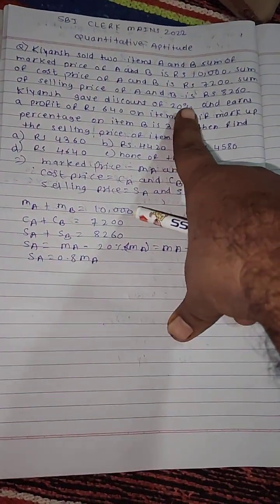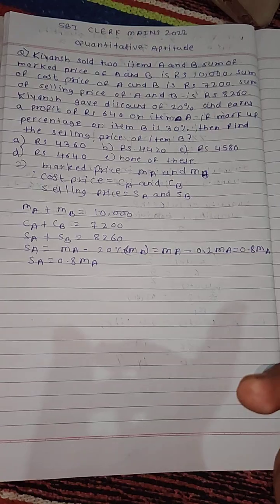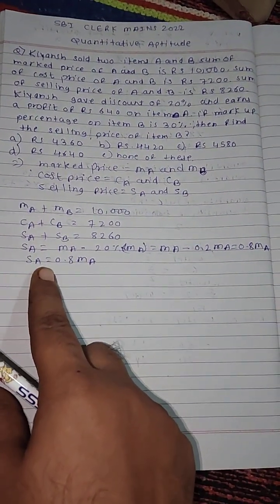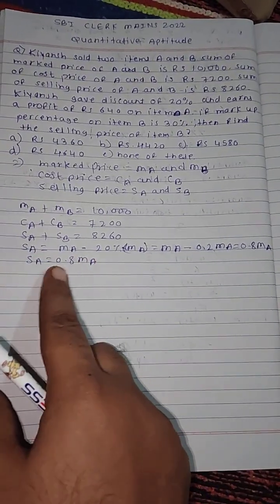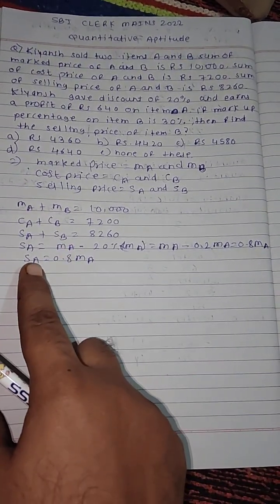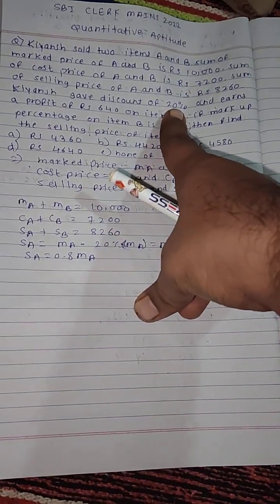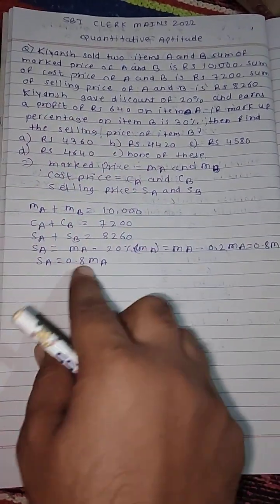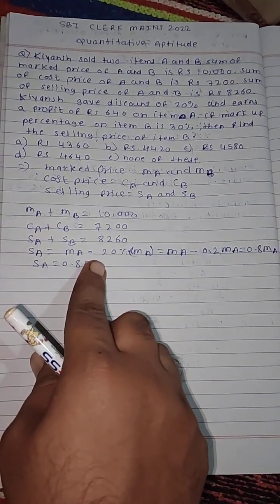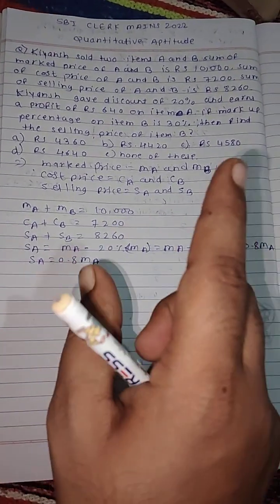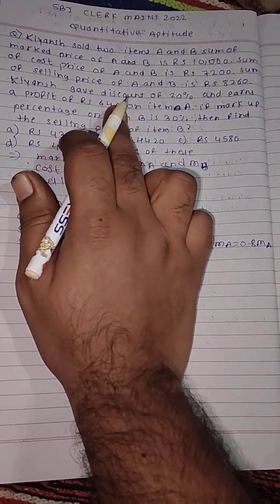Initially it is 100, and he gave a discount of 20%. If we remove 20%, 100 minus 20 is 80. So the selling price of A will be 80% of the mark price, because he has given a discount of 20%. So the selling price of A is 0.8 times the mark price, or 80% of the mark price.